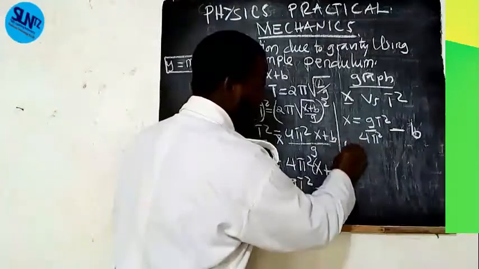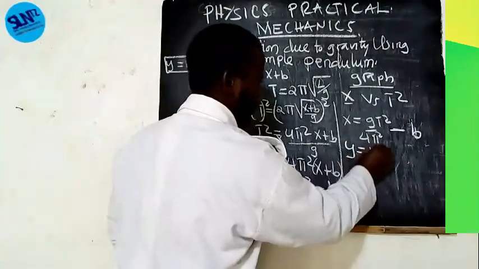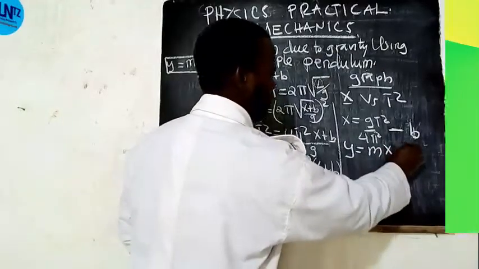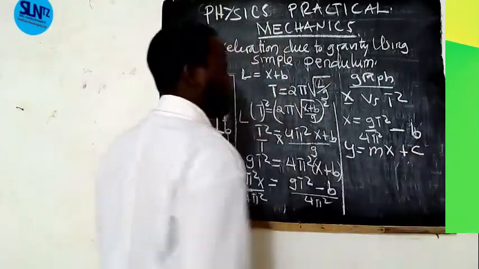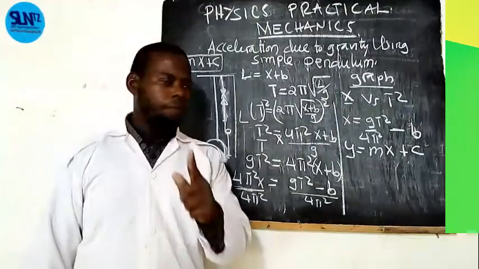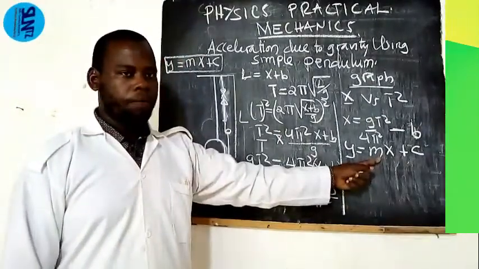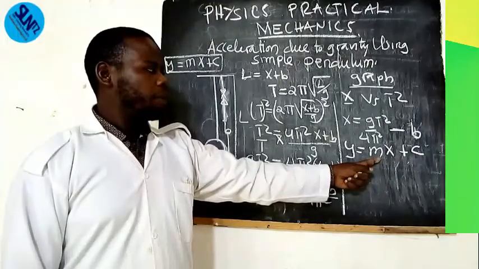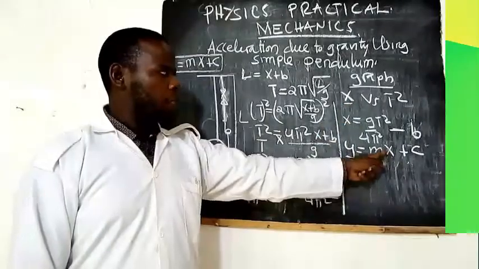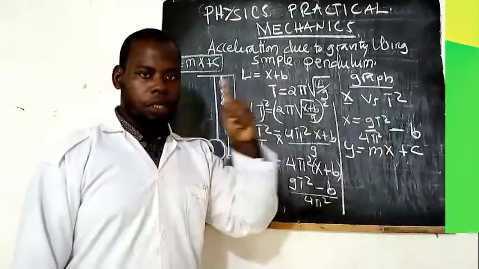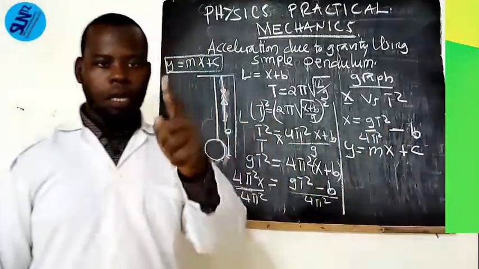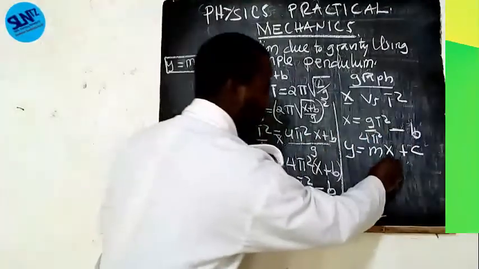So when you put y is equal to mx plus c, what is the nature of your graph according to this equation? Because x is the y-axis, t squared is the x-axis, and that negative b is the y-intercept. The nature of the graph x against t squared.